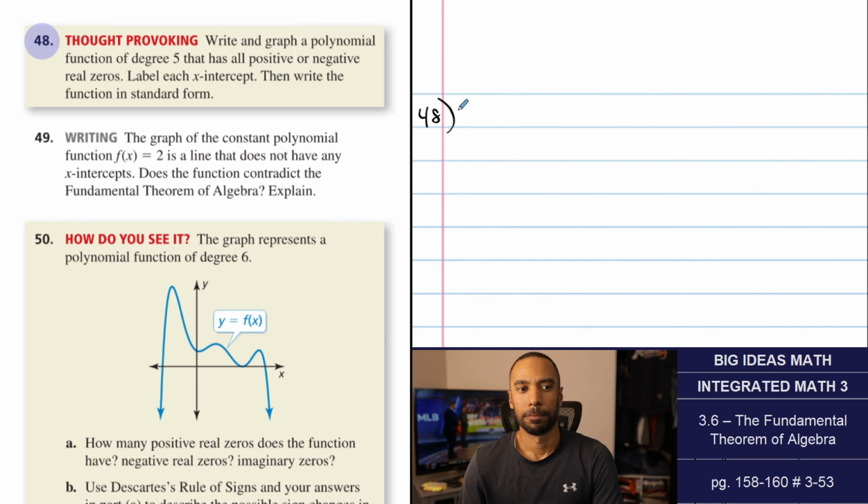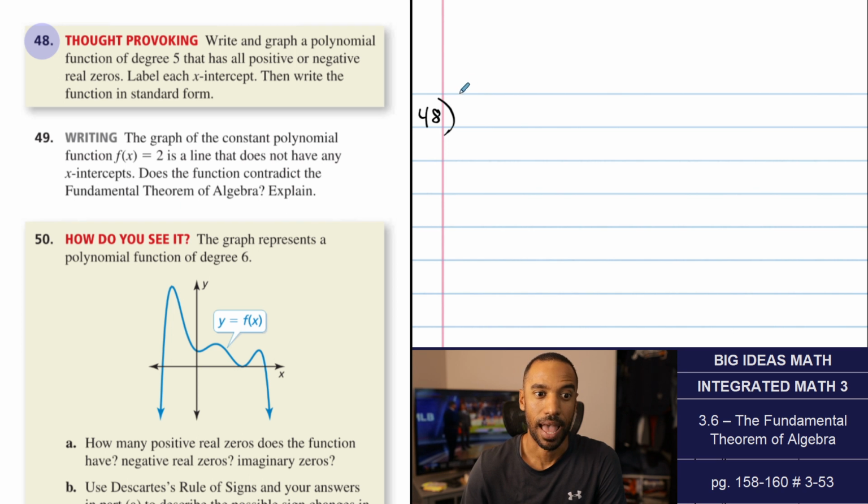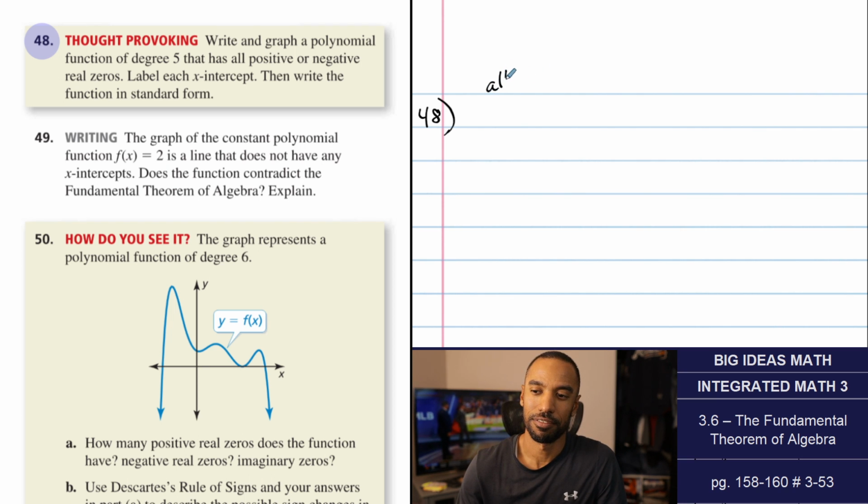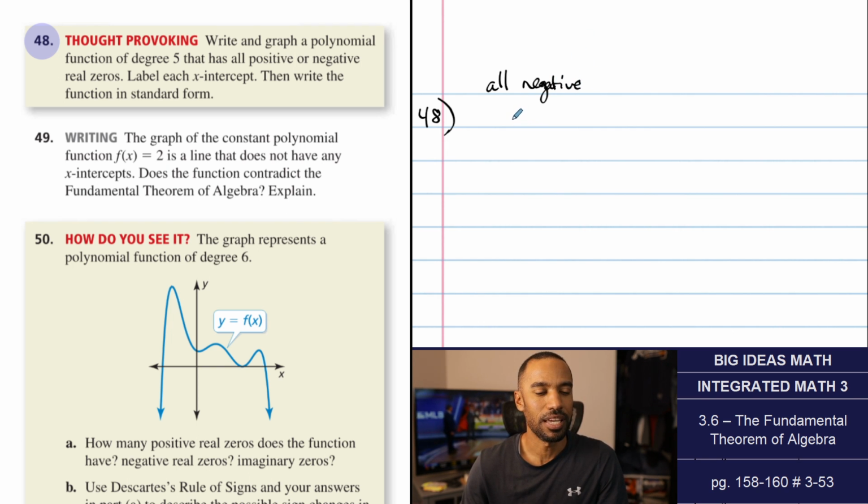Okay, I'm going to do one with all positive. Actually, if they have all negative, then they'll be all pluses. So all negative might be better. So I'll do all negative. I'm not better, but I mean just easier to handle. So all negative. Label each x-intercept, then write the function in standard form.